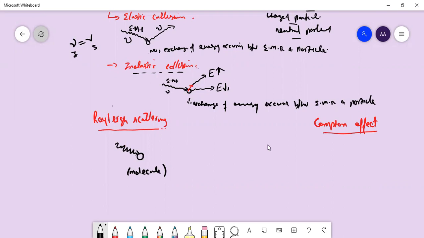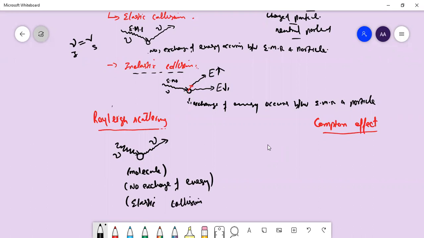And the light or electromagnetic radiation scatters without changing its frequency. Here, if mu is the frequency of the incident radiation, the scattered radiation will also have the same frequency, that is mu. So in the case of Rayleigh scattering, there is no exchange of energy. It means Rayleigh scattering is an elastic collision.